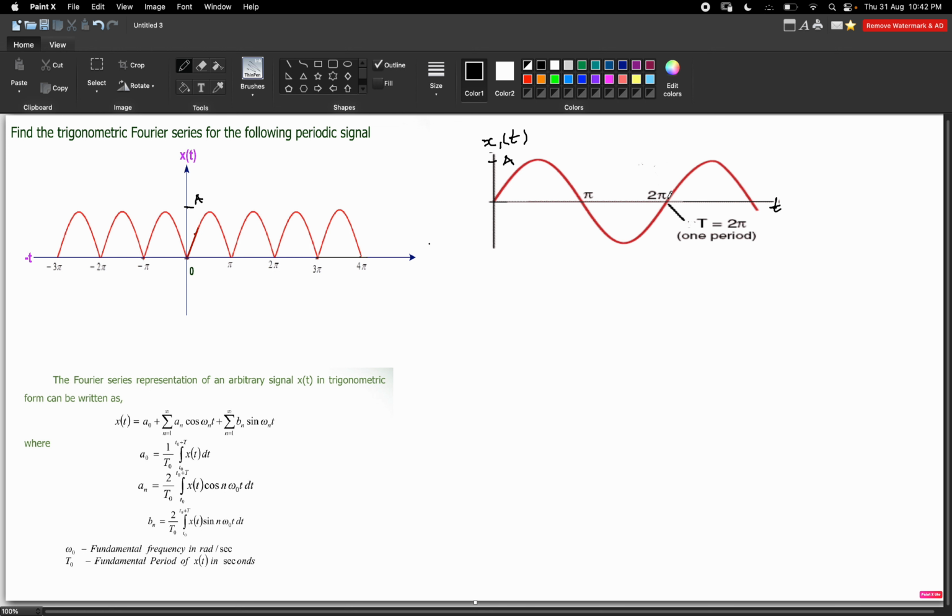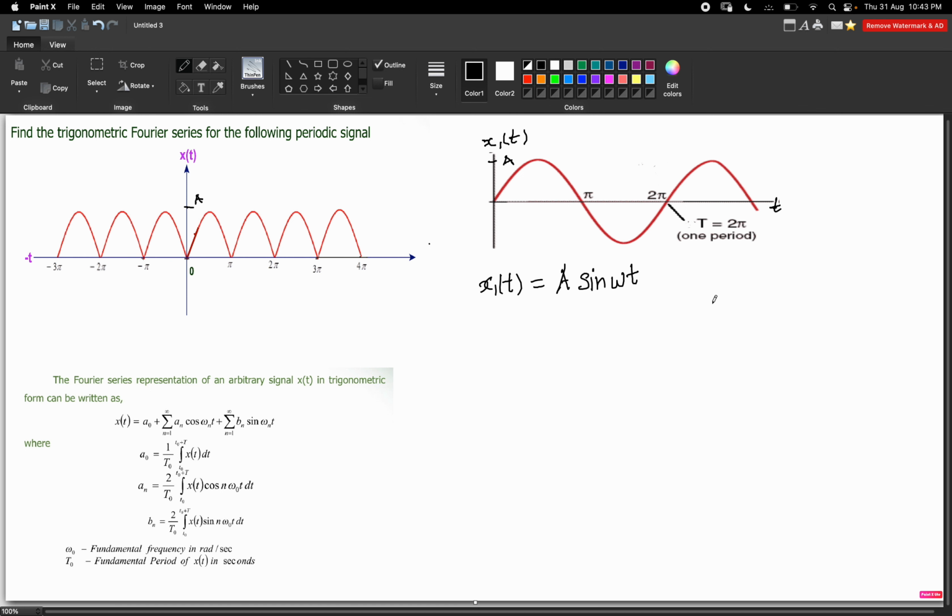So now we forget about that x of t. First we will solve x1 of t. So in solving x1 of t, the general format is x1 of t equal to, first you have to mention the amplitude. For this signal, amplitude is mentioned as A. So x1 of t equal to A sine omega t. Don't confuse this omega with that omega naught. This is different and that one is different.